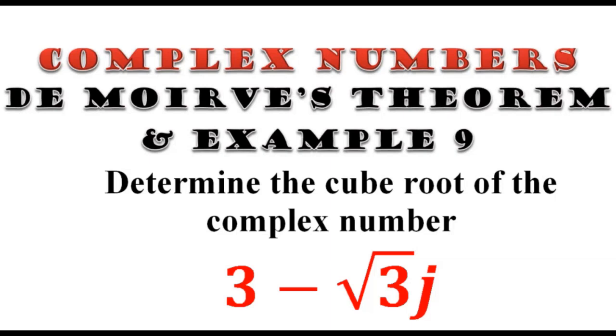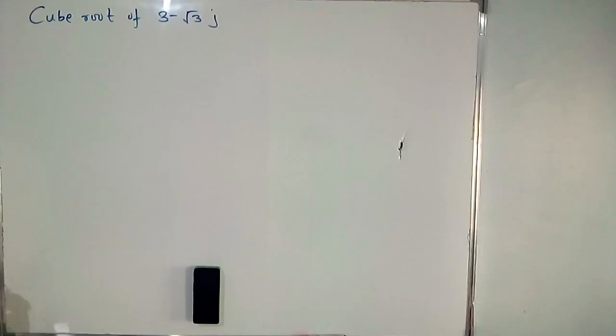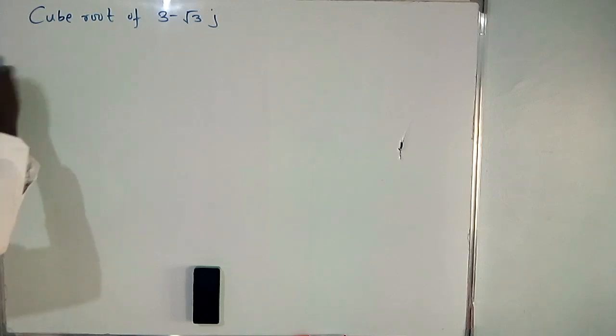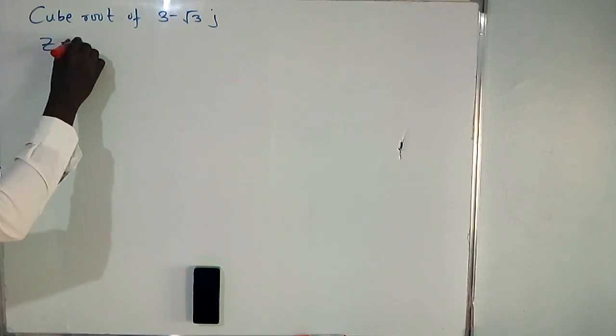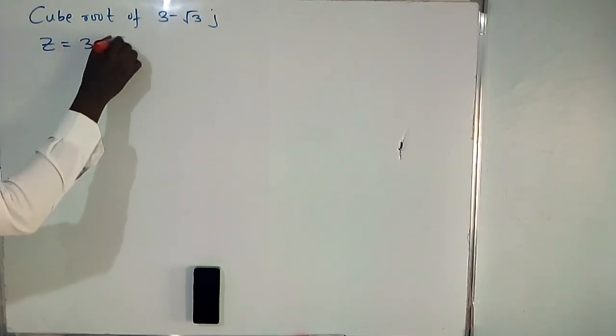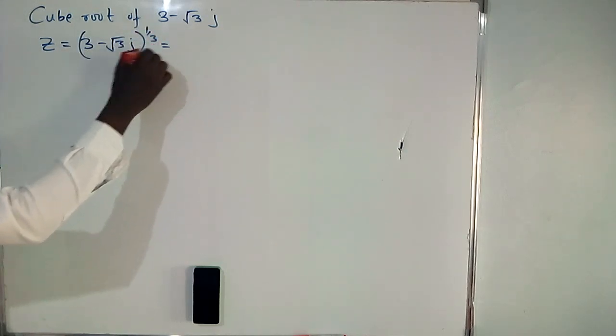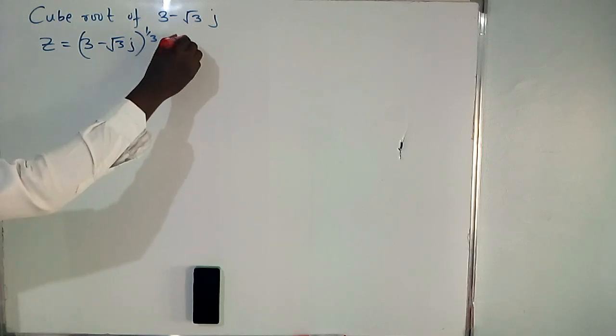Determine the cube root of the complex number 3 minus root 3j. So anytime you are looking for the roots or powers of anything, that is DeMoivre's theorem, isn't it? You see, cube root means raised to power a third, isn't it? So anything raised to power anything is DeMoivre's. So for you to work with DeMoivre's theorem, that problem must be in polar form, isn't it?